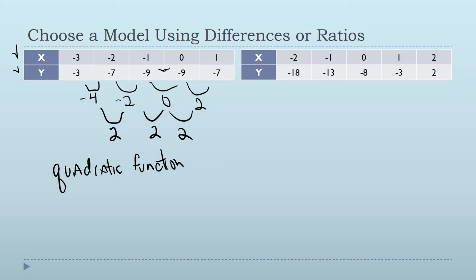All right, well, let's look at this second set of data here, this second table of x and y values. Let's see, the difference between -18 and -13 is 5. And the difference between -13 and -8 is 5. And the difference between -8 and -3 is 5. And the difference between -3 and 2 is 5. Now this time in my first set of differences, I find a common difference. And when I find a common difference in my first set of differences, then I know this is a linear function.